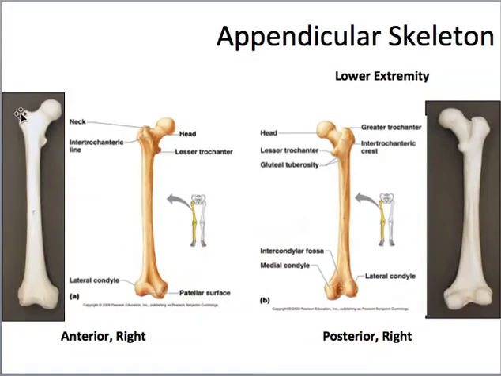So to review: greater trochanter, lesser trochanter, lateral condyle, medial condyle, patellar surface, proximal head, distal head. This is the diaphysis, and these ends of the bones are the epiphyses. Okay, that's true for any long bone. Looking from the back, you can see the lateral and medial condyle. You can see the intercondylar fossa. You can see the greater and lesser trochanter and the crest that runs between them. And you're also able to pick up, of course, the proximal head. Okay, so this is a right femur.